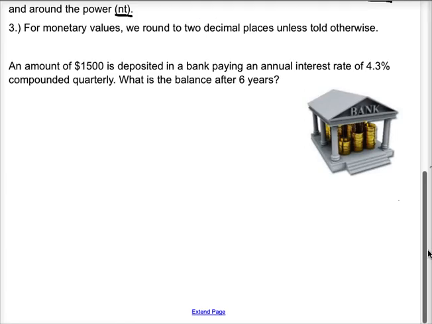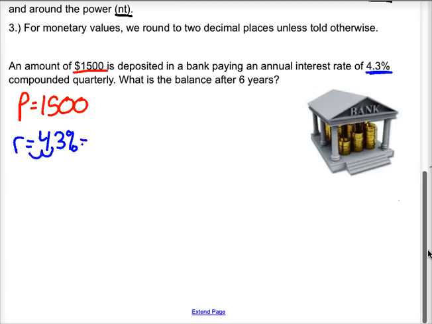All right, so let's jump right in and start using this formula. So an amount of 1,500. All right, so that's going to be our P. Our P is 1,500. Deposit in a bank using an annual interest rate of 4.3%. So our R is 4.3%. But again, as a decimal, we move it over twice. We get 0.043.